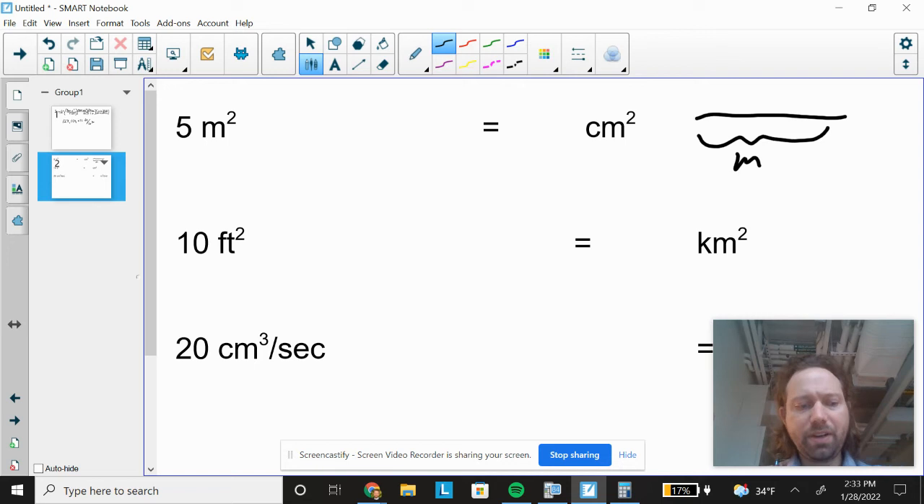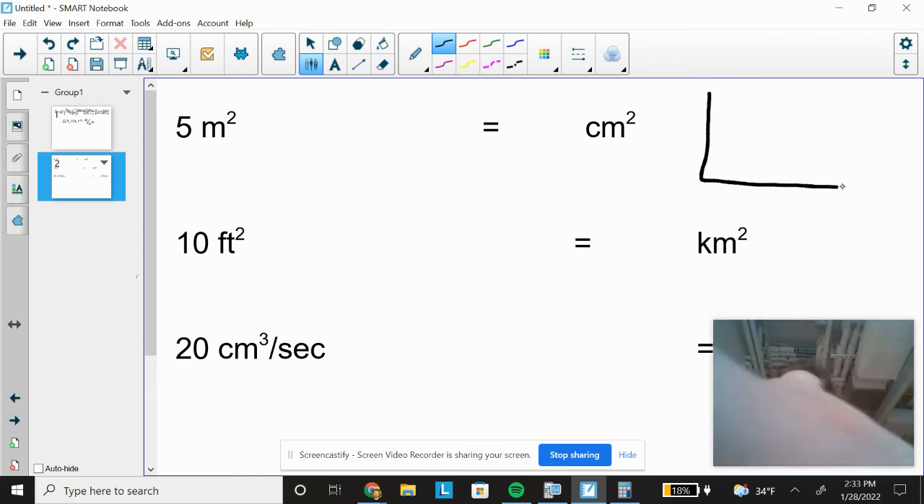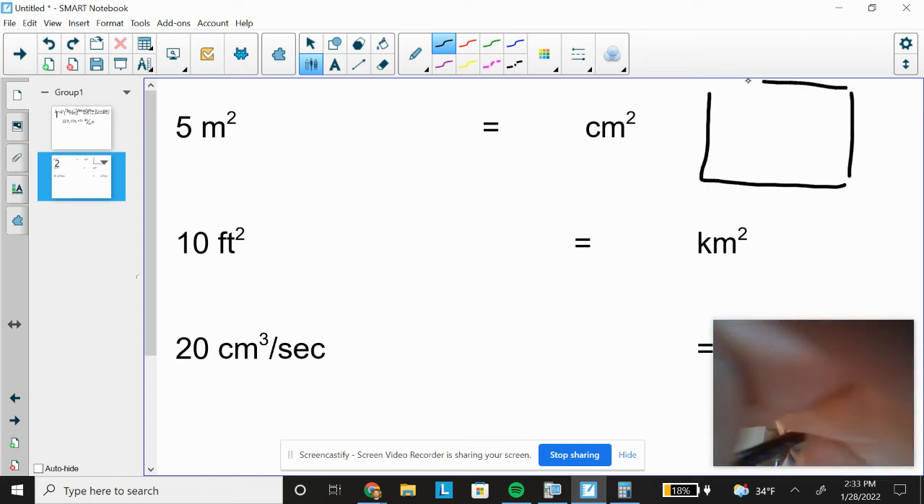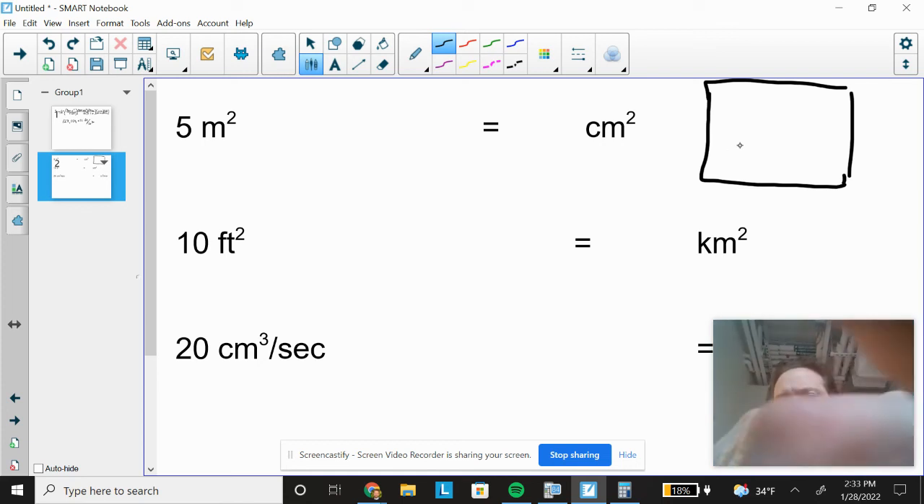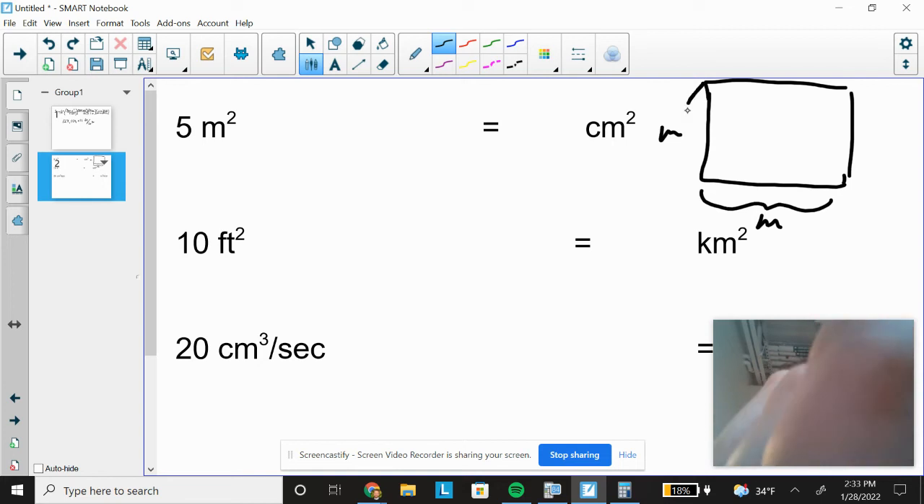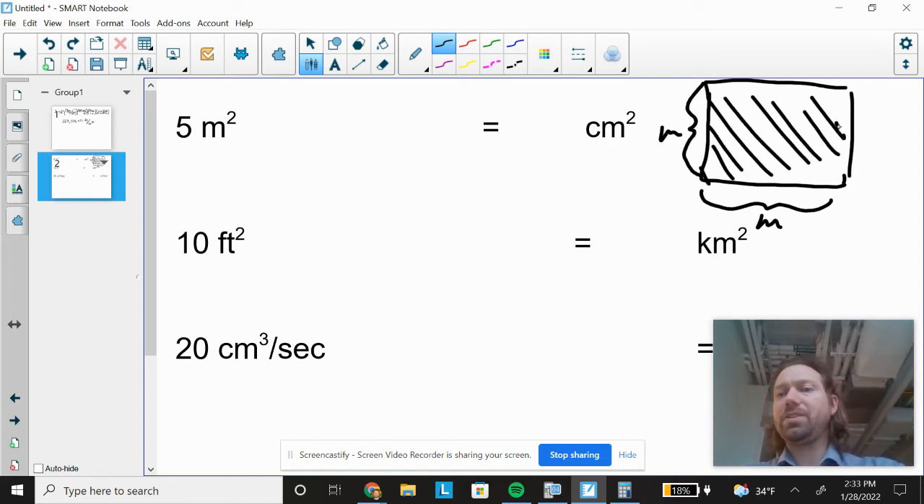But then we also want to talk about, in science, other things that have to do with two dimensions. So if I was trying to figure out an area for a particular plot of land, let's say, it would be measured in meters here and meters here. And to describe this whole area, I would say that there's a certain number of meters squared, right? Because to figure out the area, we do length times width, which is a distance squared.